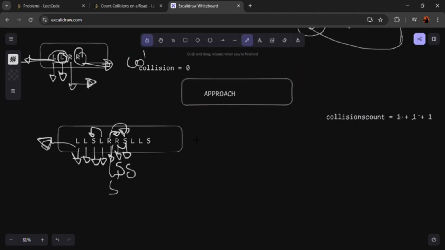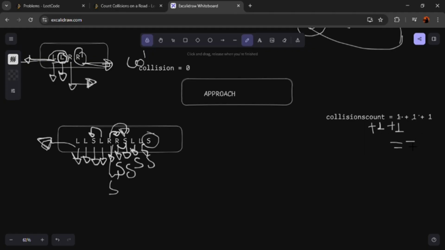Okay, now move further. This left car will collide with this stationary car. Okay, so we will count it as plus 1. Now this left car will also collide with this stationary car, because this left car became a stationary car. That's why this left car will collide with this stationary car, so this also counts as 1. Okay, now this is already a stationary car, so we will not count it at all. Okay, so the total answer is 5.